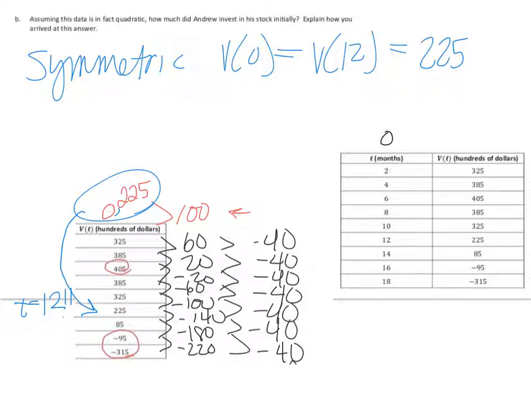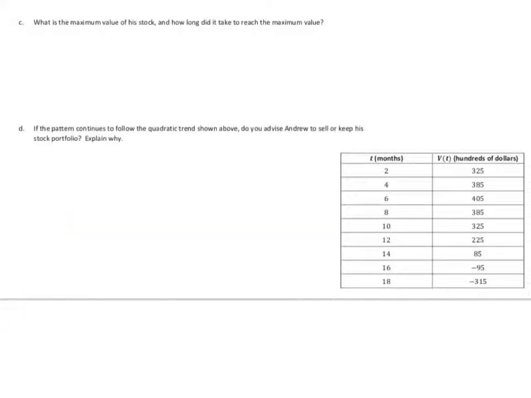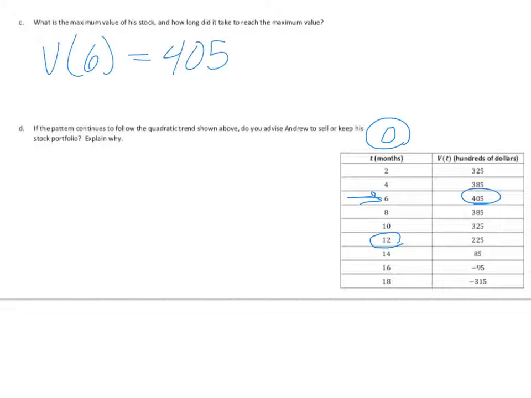Awesome. What is the maximum value of his stock, and how long did it take to reach the maximum value? That's another thing that I could have done. If I know my maximum value is at 6 months, which is 405, that means my minimum would be at 0, and my other minimum would match at 12, because we're symmetrical. So at V of 6, I'm at $405. So 6 months. And that's my vertex.